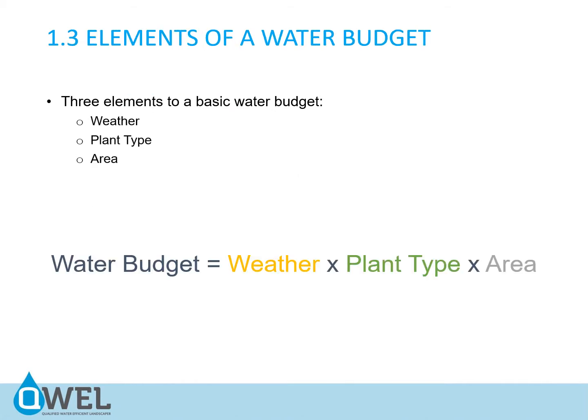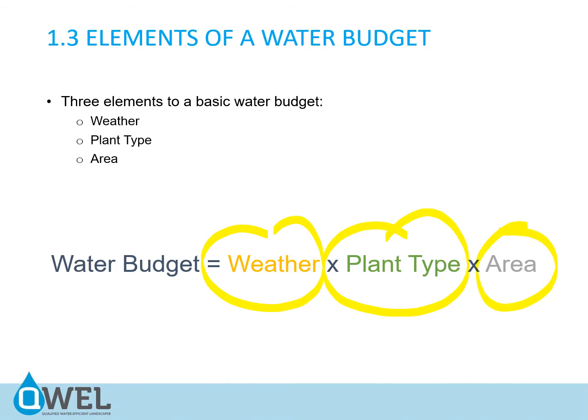1.3 Elements of a water budget. There are 3 elements to a basic water budget: weather, plant type, and area. A water budget is equal to weather times the plant type times the area.